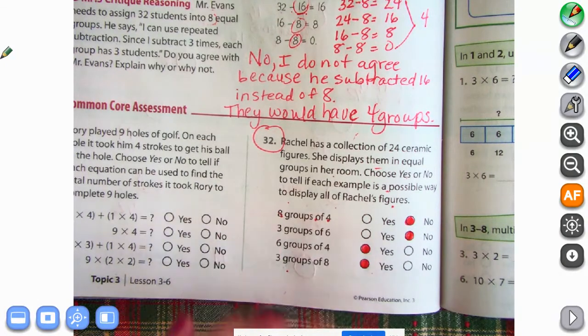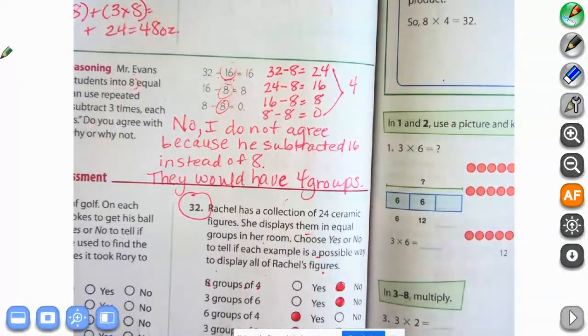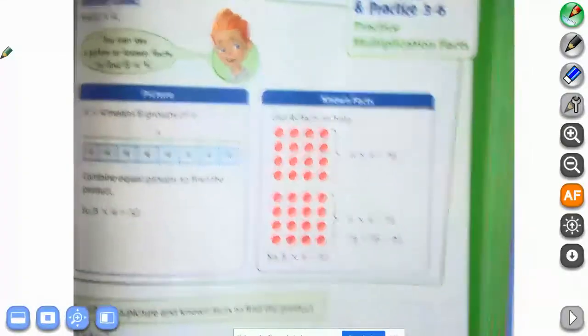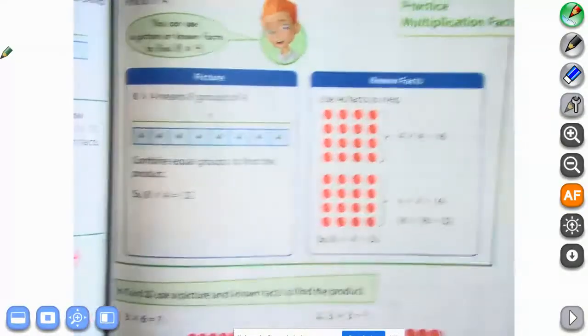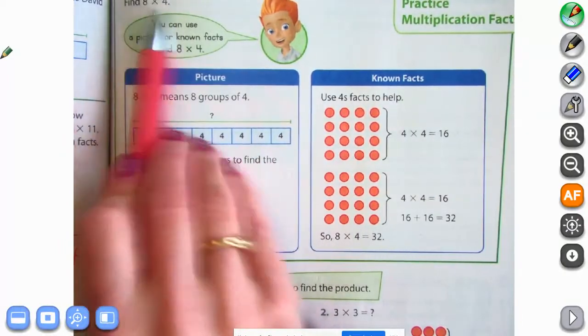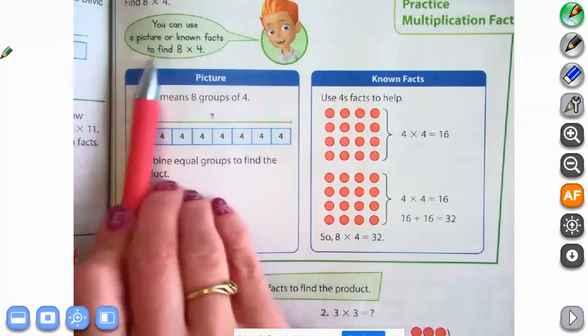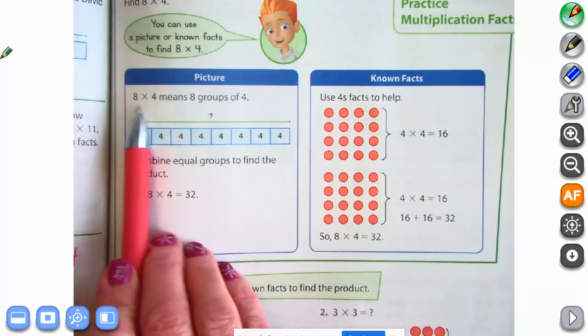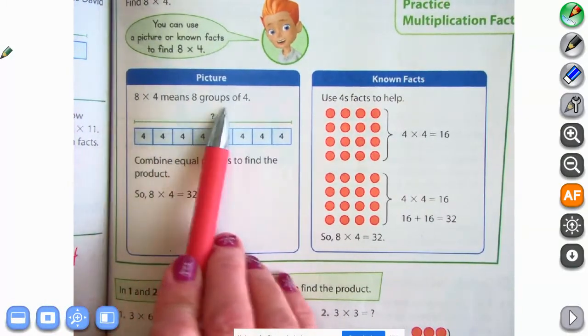You'll need to have your homework finished before tomorrow so that we can correct it together and then do our interactive notebook tomorrow, okay? So let's go to page 143 and let's talk about your homework real quick. So another look, it says, find 8 times 4. You can use a picture or known facts to find 8 times 4. 8 times 4 means 8 groups of 4.